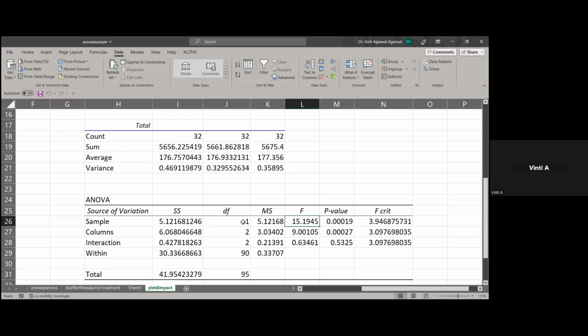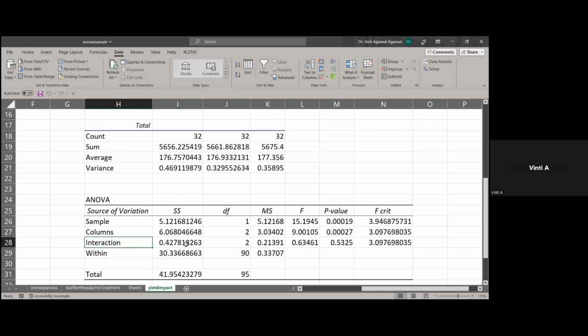Now I had three types of fertilizer, so three groups, 3 minus 1, that is my degrees of freedom is 2. Here also, I can see my critical value is 3.09, and my F value is 9.00. So it is also telling me that there is a difference between the three fertilizers. The yield actually differs across the three types of fertilizers. It doesn't tell me which, that I will do in a post hoc test, but it tells me that yes, there is a difference across the three types of fertilizer.